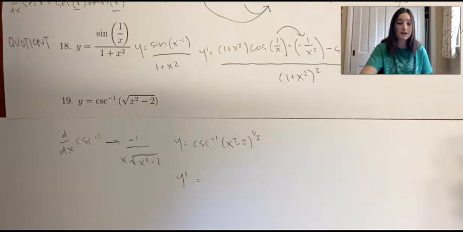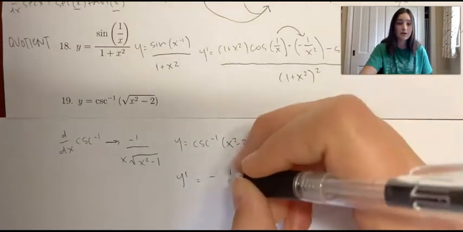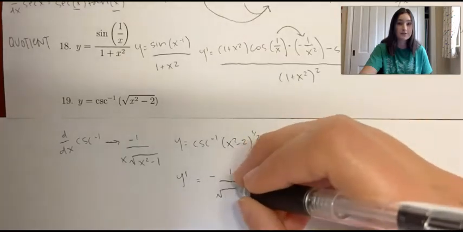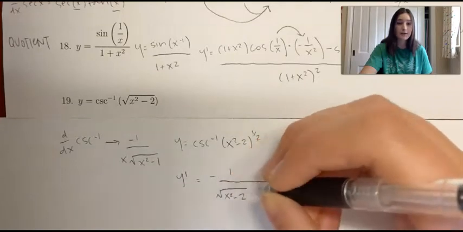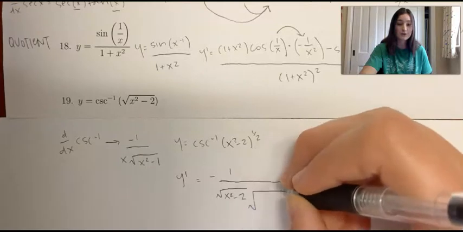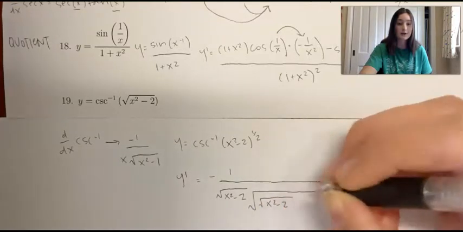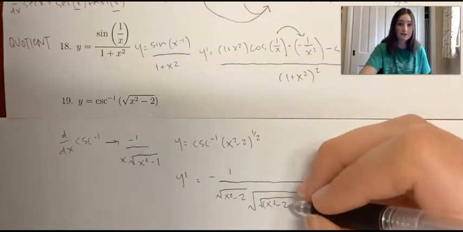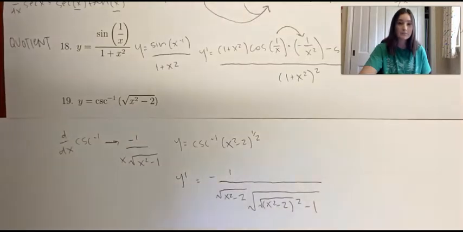So it's going to get a little bit messy here, because we're going to have a negative 1 over, and then our x is everything inside the parentheses, so square root of x squared minus 2. And then we're going to have a big square root. X squared is going to be square root of x squared minus 2, squared. Remember, we're plugging in all of that every time we see x. So we're going to square, and then minus 1. So that's just plugging everything into that derivative.